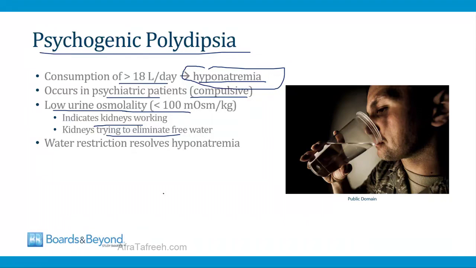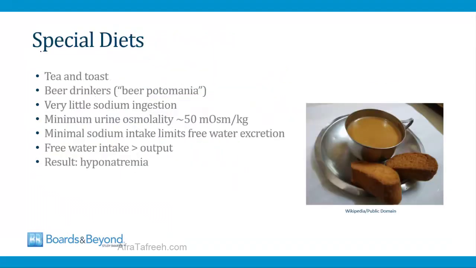So in these patients with psychogenic polydipsia, you identify the hyponatremia, you find the low urine osmolality, and then you recommend water restriction, and this will resolve the hyponatremia because there's no problem with the kidneys. It all has to do with the patient drinking too much water every day. So one way you can develop hyponatremia through your diet is by consuming way too much water. But another way you can get hyponatremia through your diet is by eating very little sodium.